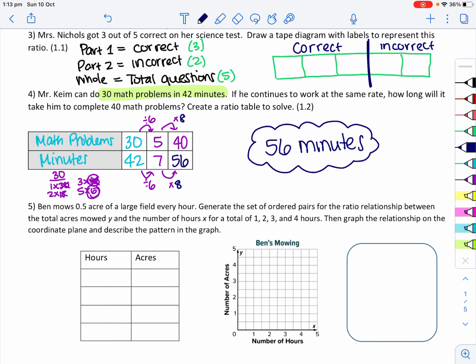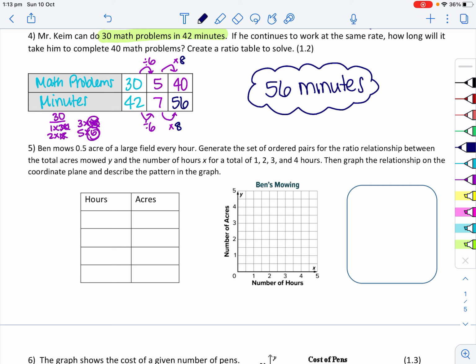Number 5 says Ben mows 0.5 acres of a large field every hour. Generate the set of ordered pairs for the ratio relationship between the total acres mowed and the number of hours for a total of 1, 2, 3, and 4 hours. Then graph the relationship on the coordinate plane and describe the pattern. So it's going to be 0.5 for 1 hour, 1 for 2 hours, 1.5 for 3 hours, and 2 for 4.